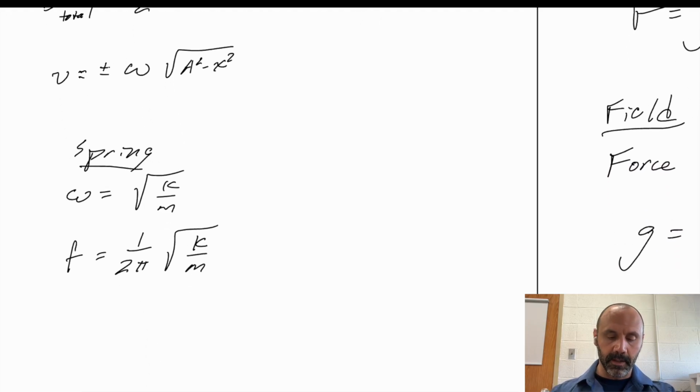And in a spring, also omega equals the square root of k over m, right? And don't forget omega is 2 pi f. So if we solve for f, then we get 1 over 2 pi times the square root of k over m.